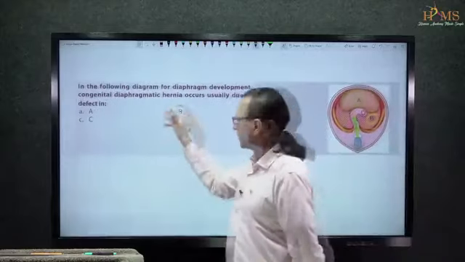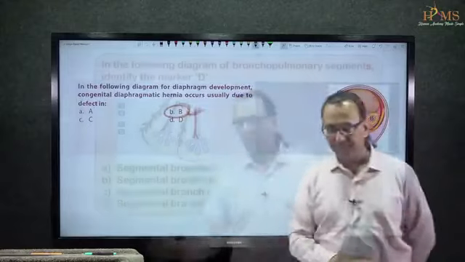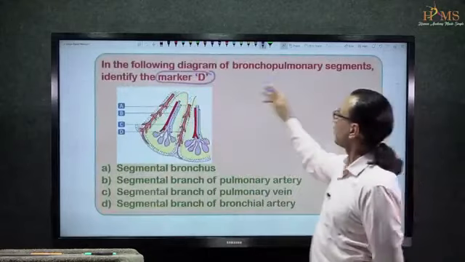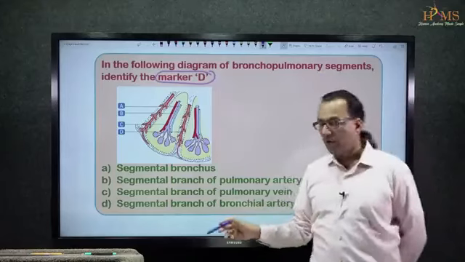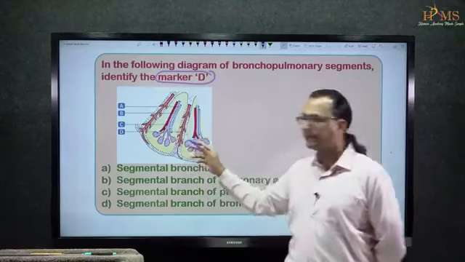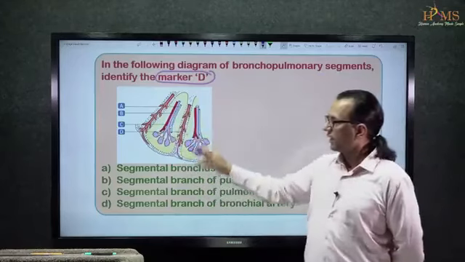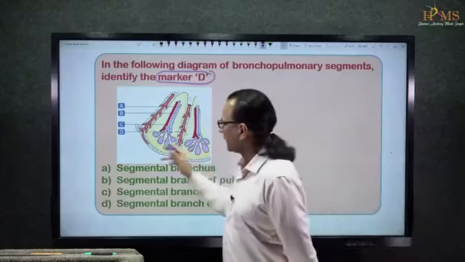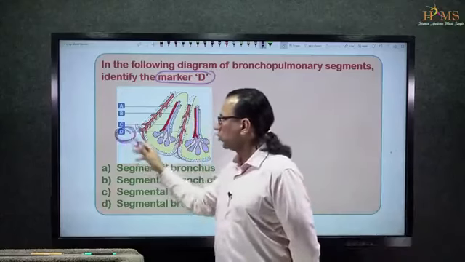That should be our answer, choice number B. Here we got a question asking about the marker D, and this is about the bronchopulmonary segments. Remember, in the bronchopulmonary segments there are some pulmonary veins which are intersegmental in nature, and that is what they're asking. Marker D here is the pulmonary veins.